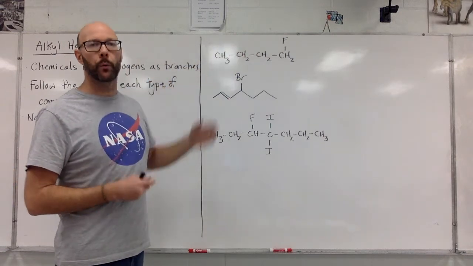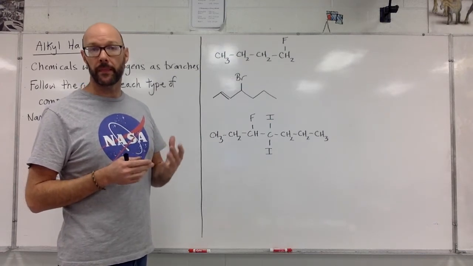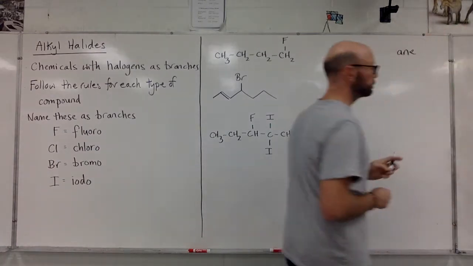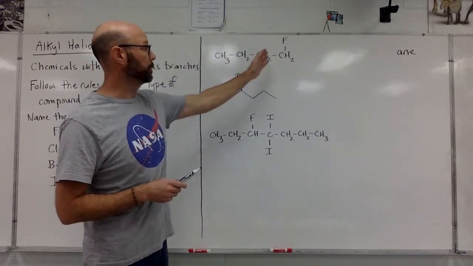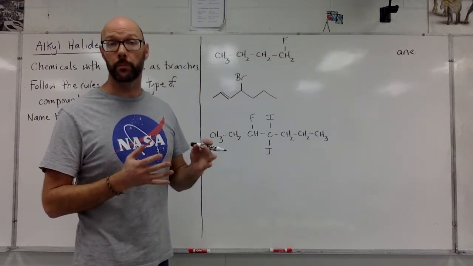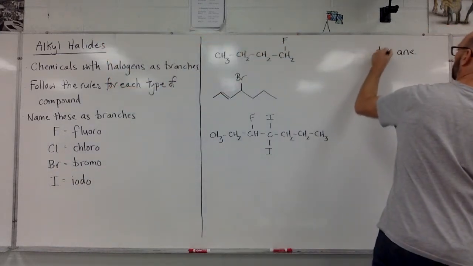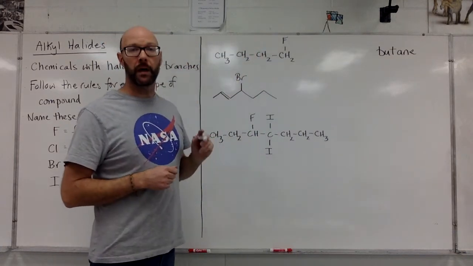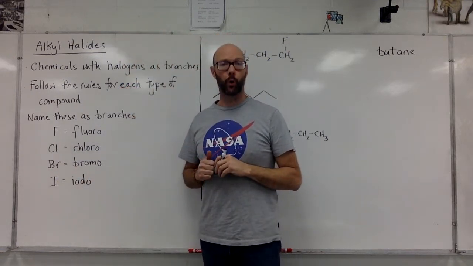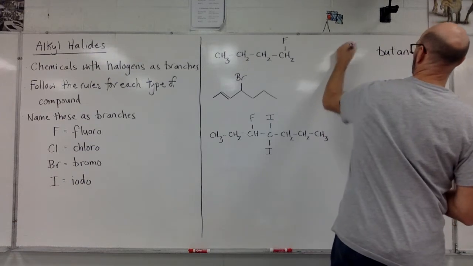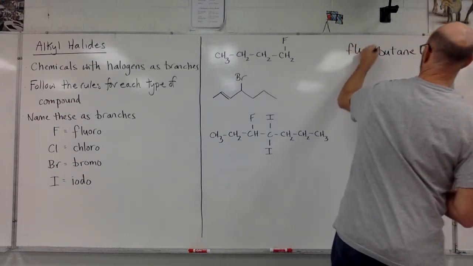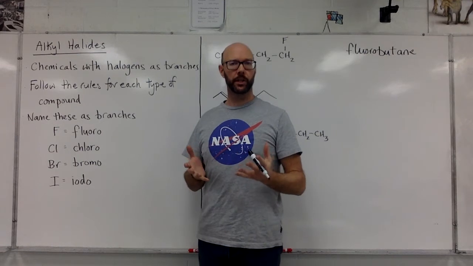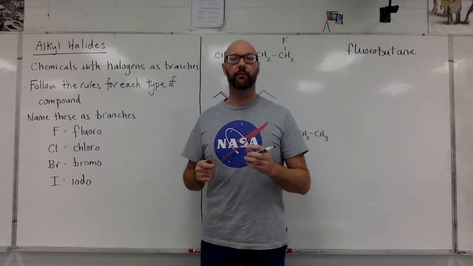Here in the first example, you have single bonded carbons. That means ane. We need to find the longest chain. 1, 2, 3, 4. It's a 4-carbon chain. 4 is but, so we have butane. Now we have this branch, it's an F. We're going to call a fluorine branch here fluoro. Please notice there's a U in there, fluoro. Spelling isn't a huge thing, but you might as well try and spell it correctly, fluoro.